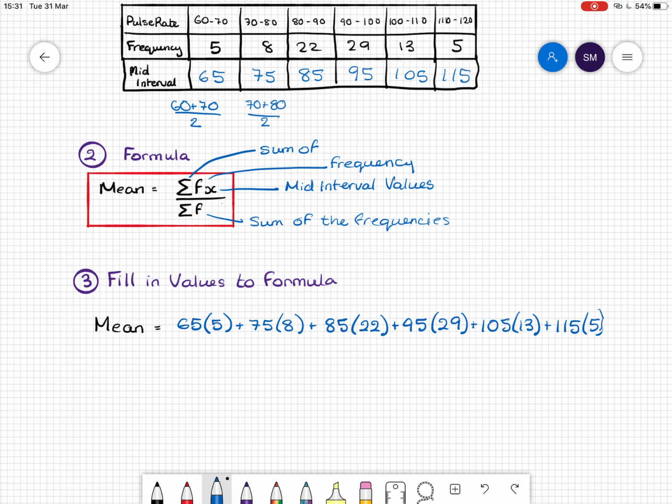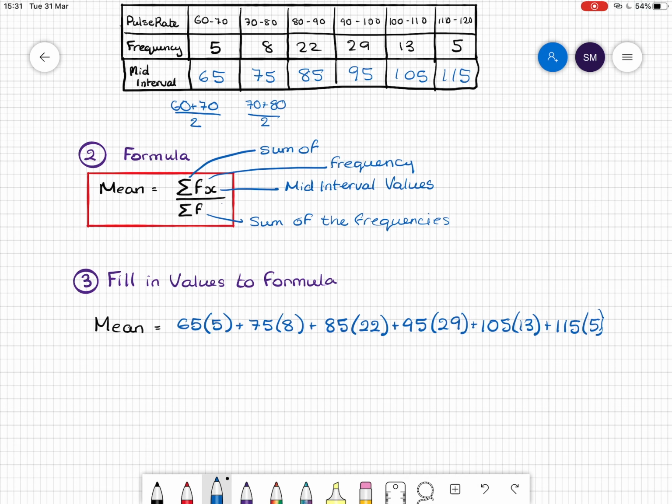Okay. Now, this is all divided by the sum of the frequencies. So sum, we're dealing with addition again, so we're going to add up all of our frequencies. So we're going to have 5 plus 8 plus 22 plus 29 plus 13 and then plus 5.